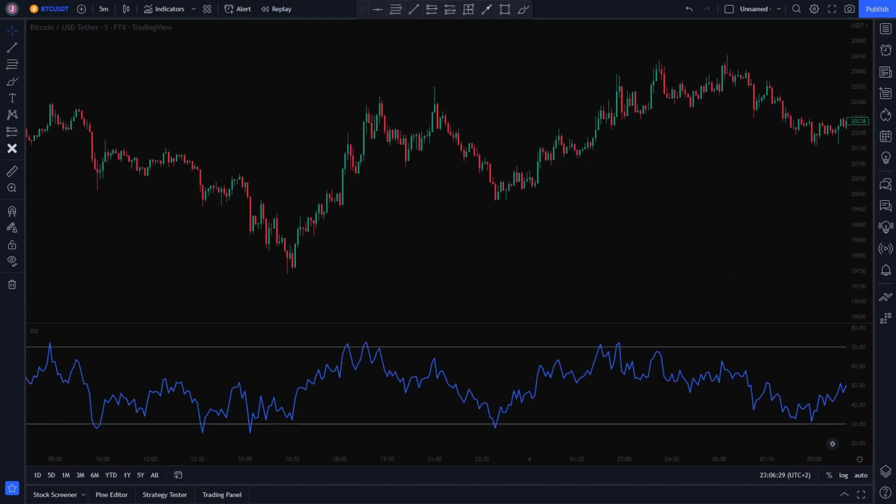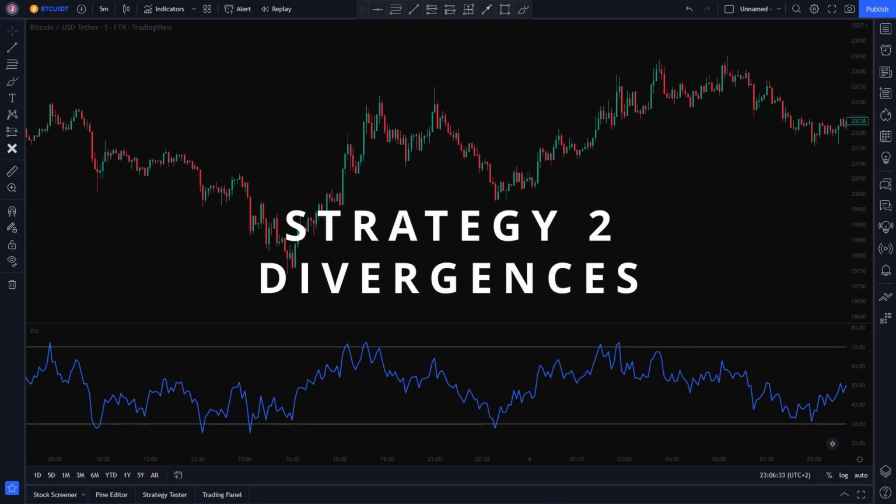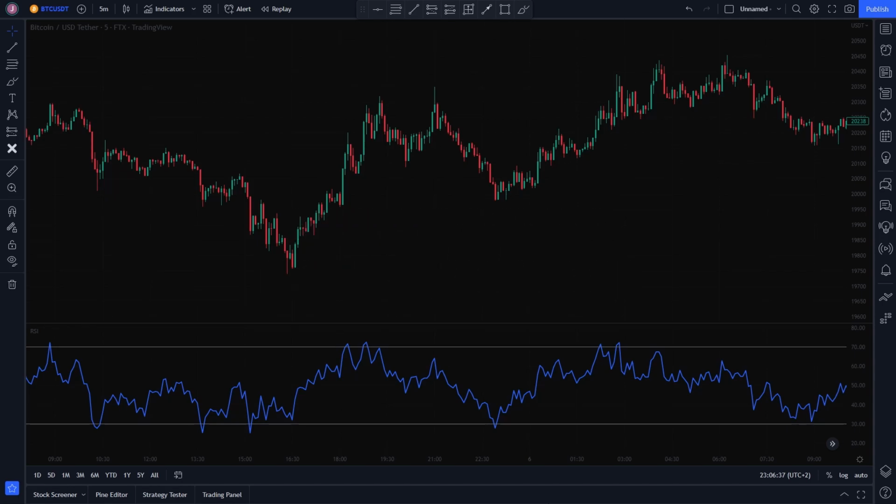The second most used RSI strategy, and also the better and more professional one, is looking at divergences in price and the indicator. If you don't know what a divergence is, it's when price makes a higher high or a lower low and the chosen indicator does the opposite. A lower high and a higher low respectively. These peaks have to obviously be formed at the same time.